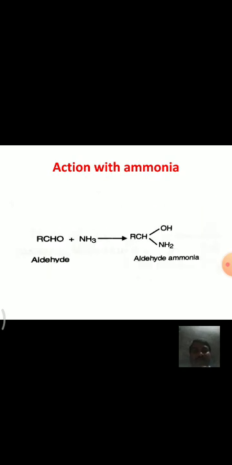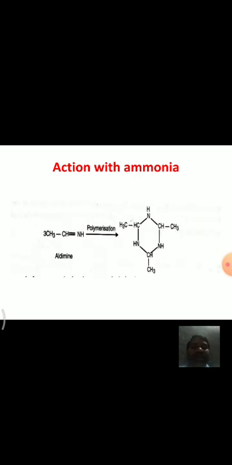And aldehydes react with ammonia to form aldehyde ammonias. Generally, aldehyde ammonias are highly reactive and undergo polymerization to form cyclic trimers. Moreover, these aldehyde ammonias, formed when an aldehyde is treated with ammonia, lose a water molecule to form aldimines. These aldimines undergo polymerization to form cyclic trimers.